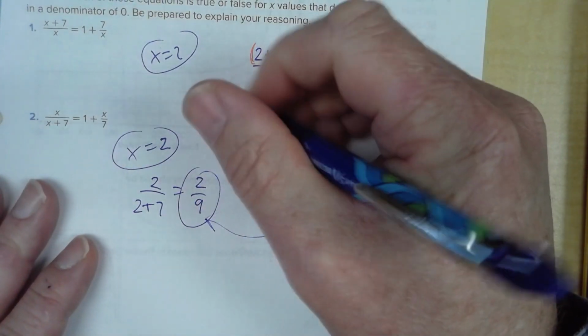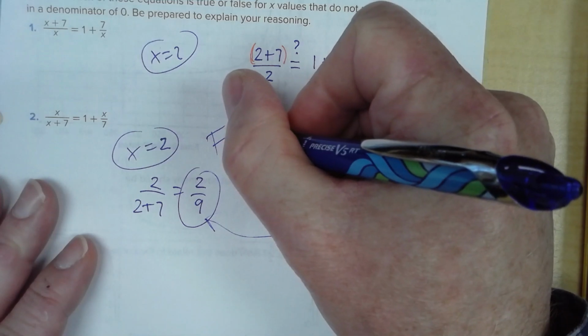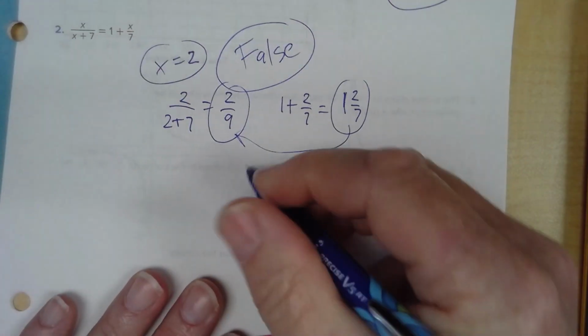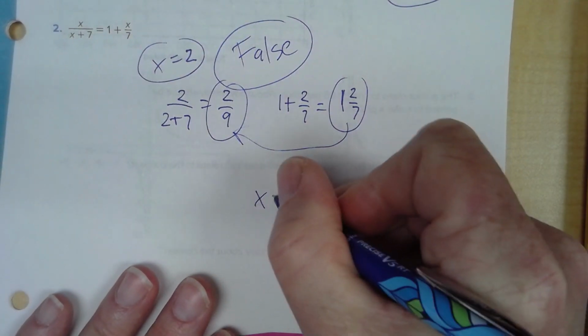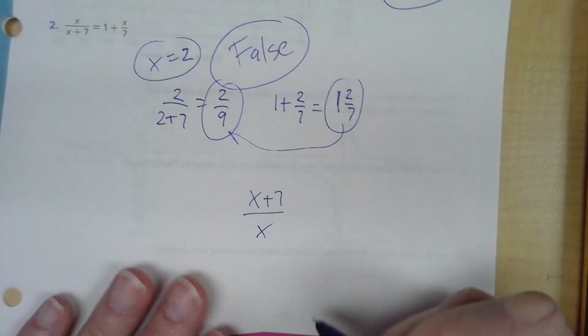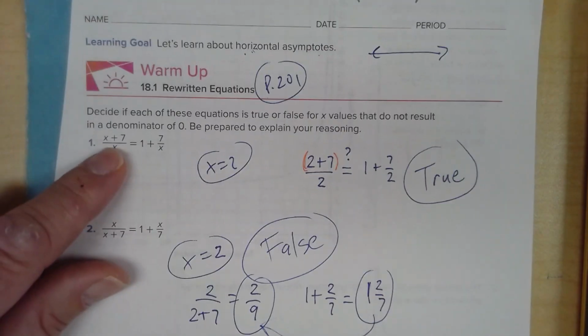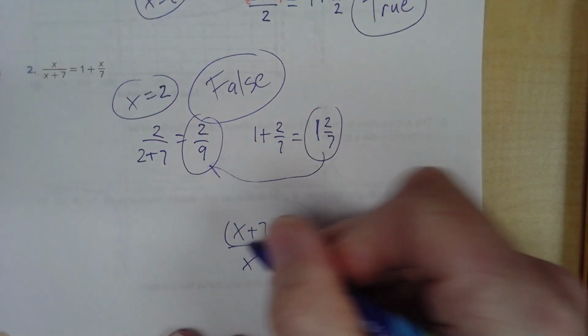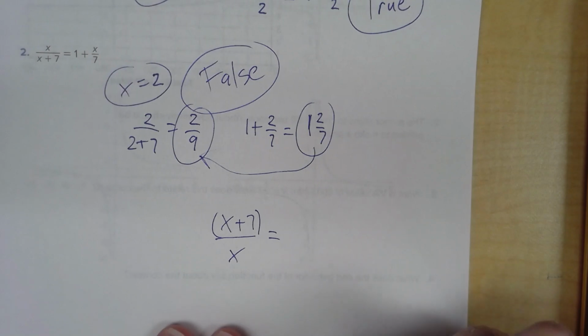So what's going on here? We want to see how these are the same. And they're the same because of division. So here's the lesson in a nutshell. So x plus 7 over x. What we're going to do to get this to be the same is we're going to distribute the division. So there's invisible parentheses here. So you're going to distribute the division.